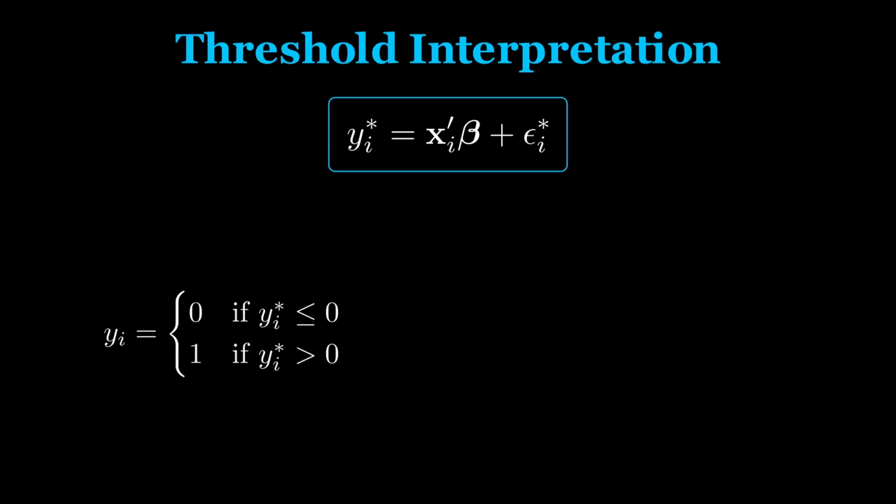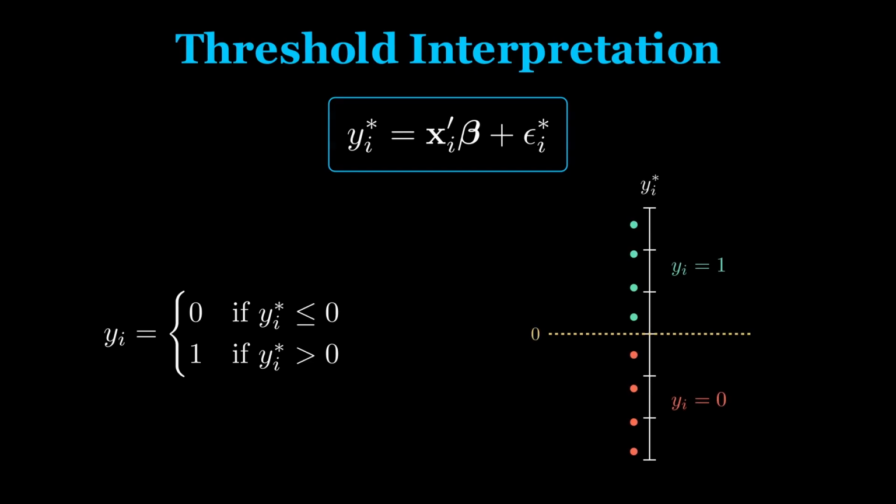If y star is at or below 0, we observe a 0. If y star is above 0, we observe a 1. Picture y star on a vertical scale. Everything above the threshold of 0 is recorded as a 1, and everything at or below it is recorded as a 0. We only ever see which side of the line an observation falls on, never the value of y star itself.